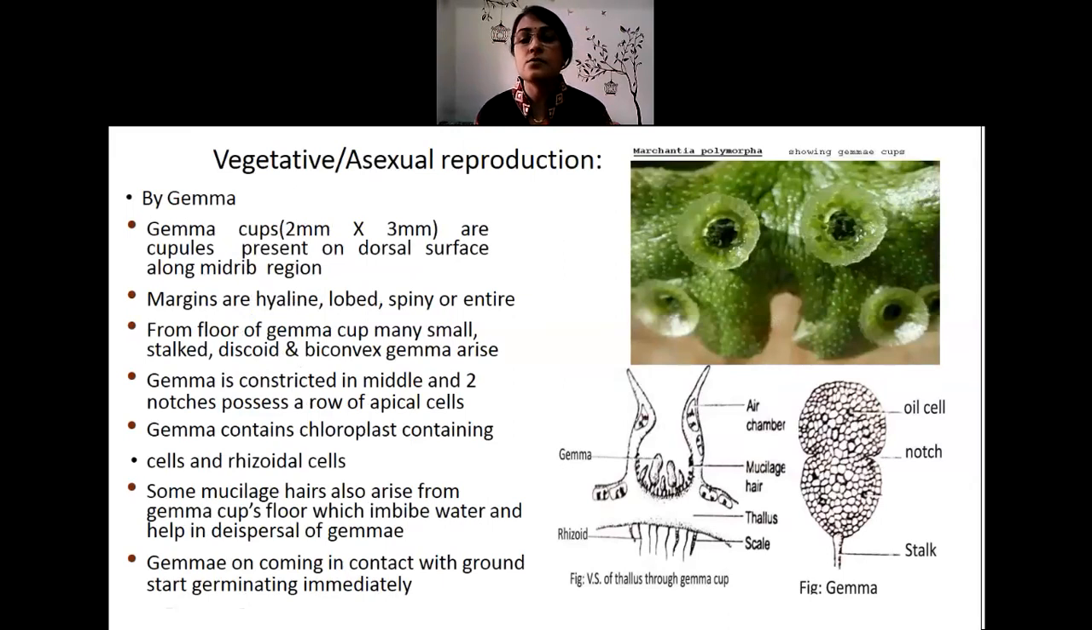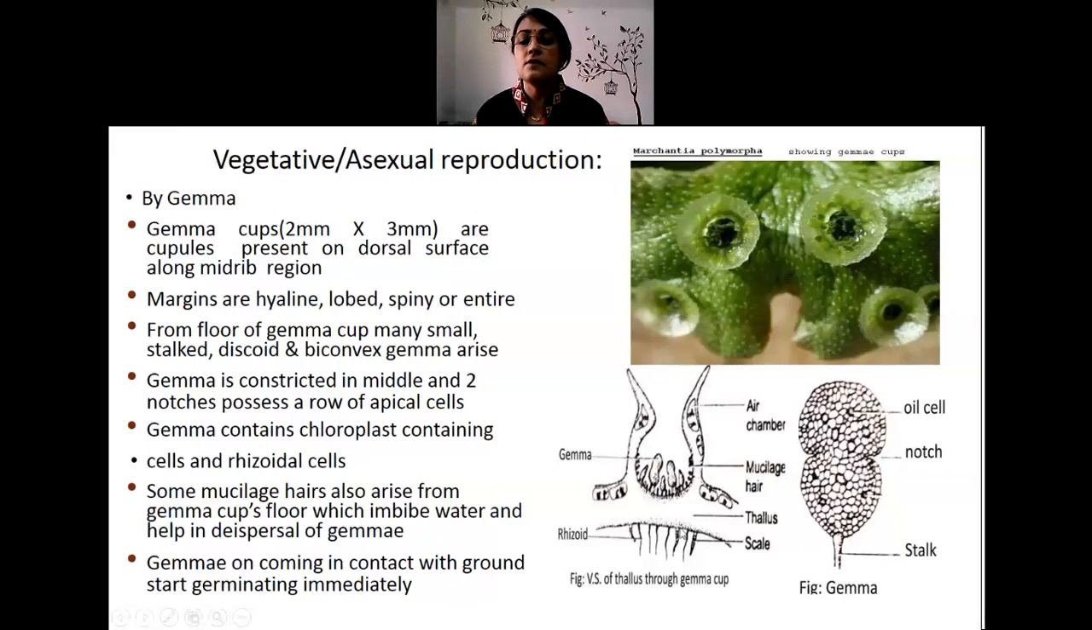The extensive distribution of Marchantia is mainly because of the production of this propagating structure called gemma. Gemma cups are found on the dorsal surface of the thallus along the midrib region. So this is the gemma cup produced on the dorsal surface of the thallus. Usually the margin is hyaline, a colorless margin which is low, spiny or entire. Within this, the dark green structures are the gemma, and this is a gemma cup on the surface of the thallus.